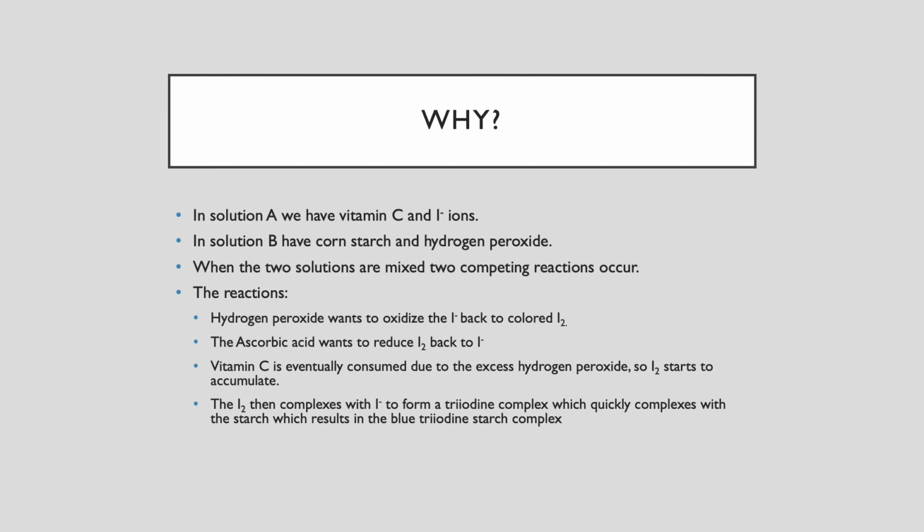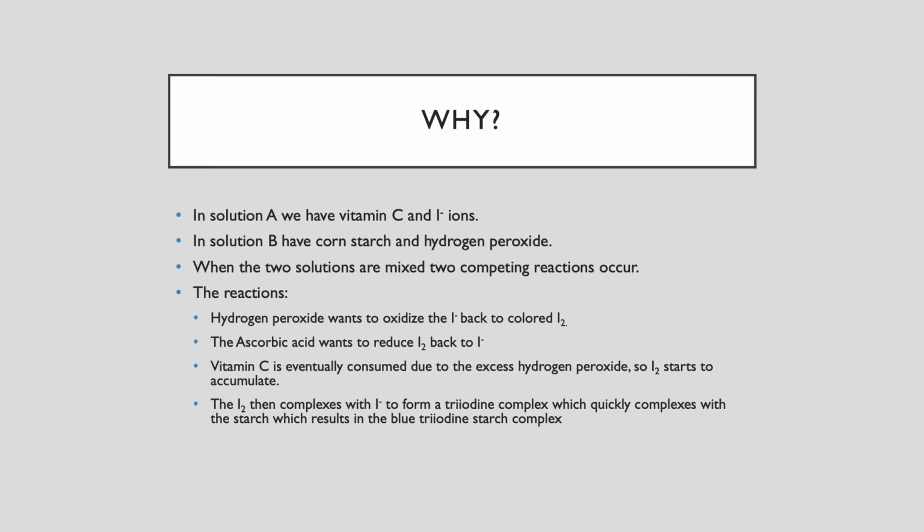So again, in solution A, we have vitamin C and the I negative ions. In solution B, we have the cornstarch and the hydrogen peroxide. When the two solutions are mixed, there are two competing reactions that occur.